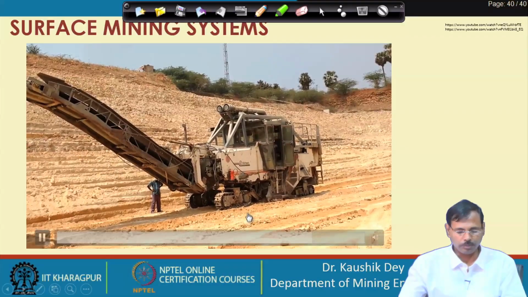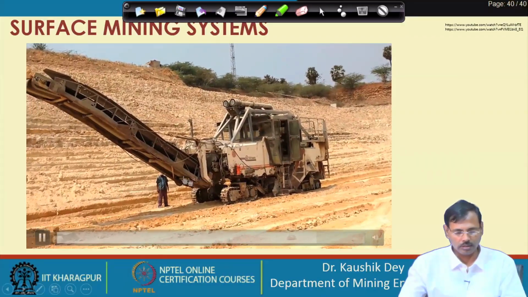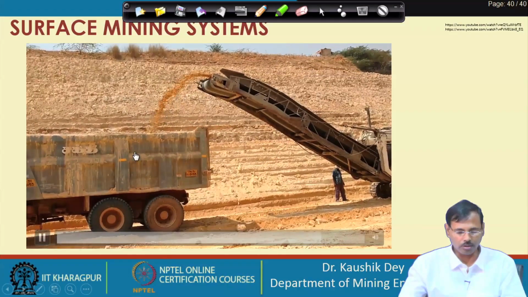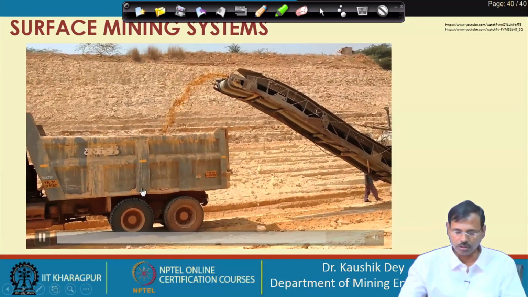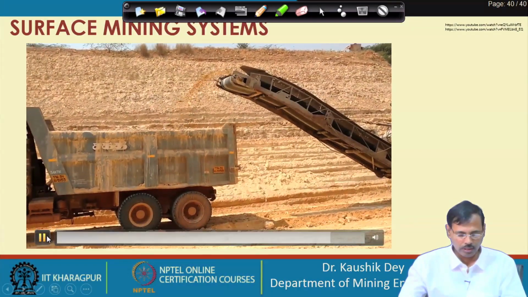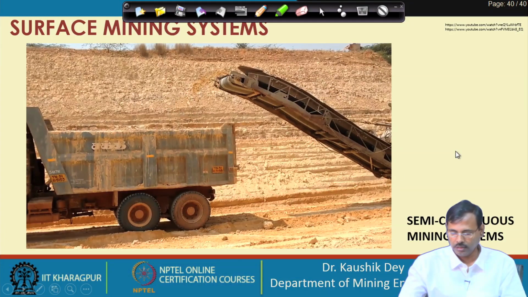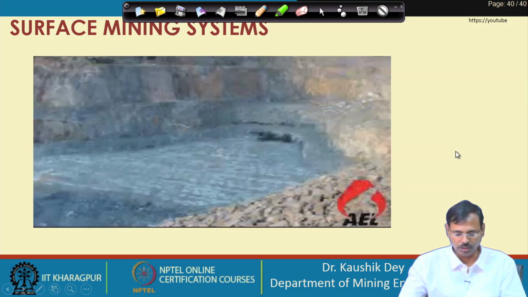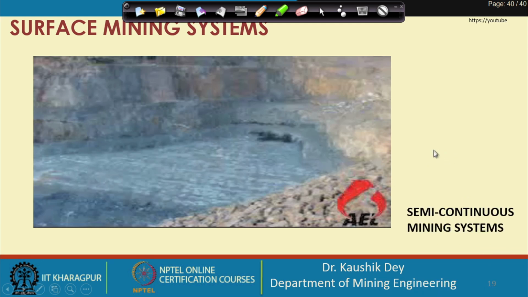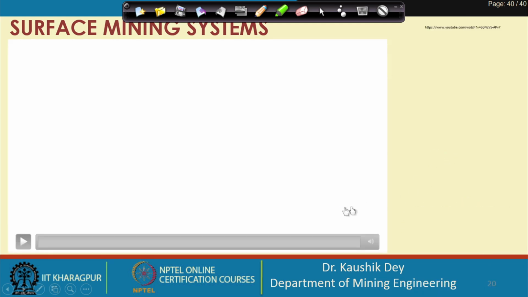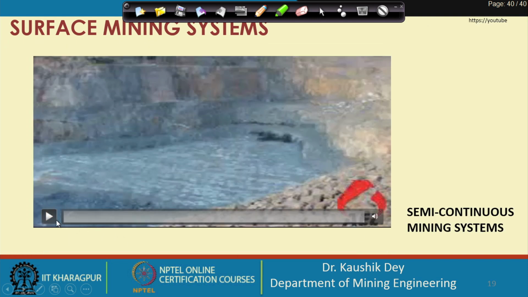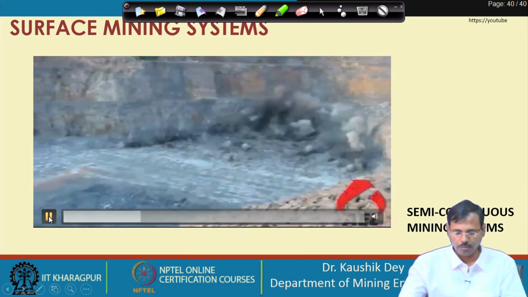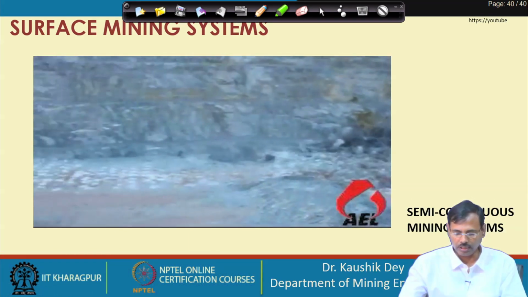So, surface miner again starts its excavation and dumping the material onto the dumper. So, here the continuous excavation is going on and the discrete transportation system is made. In the other case, you can have a discrete excavation, where you can carry out the blasting.